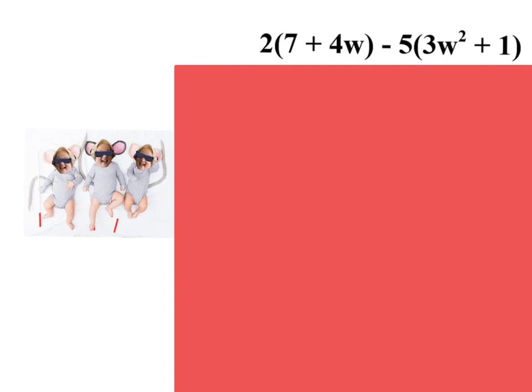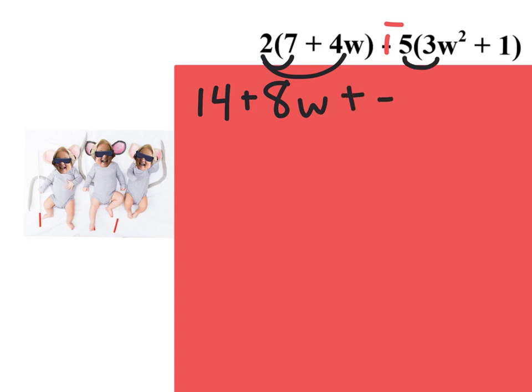We would start with leave, change, opposite. I'm going to go ahead and do that on the problem. Leave, change, opposite. Then I'm going to do the distributive property to bust them out of jail like I talked about. So that would then be 14 plus 8W plus a -5 times a 3W is a -15W squared, and a -5 times a 1 is a -5.